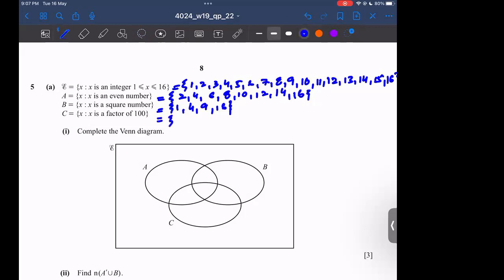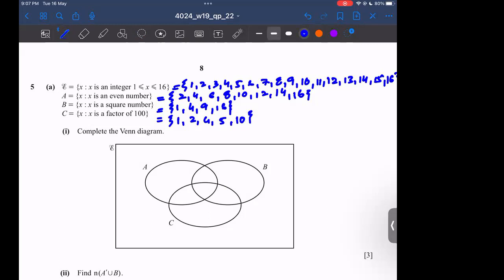Factors of 100: 1 as well, 2 as well, 4, 5, then 6 is not a factor, not 8, not 9, 10 is a factor of 100, 11, 12, 13, 14, 15 is a factor of 100 or not? Can we divide 100 by 15? So it is not. So these are the factors of 100 here.